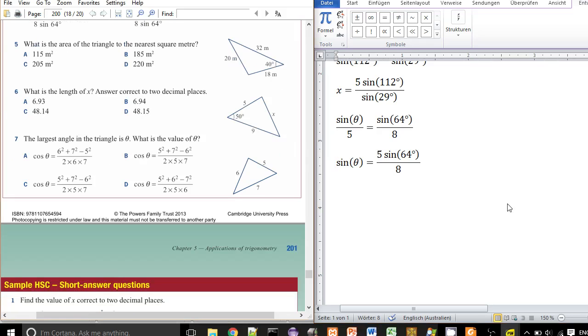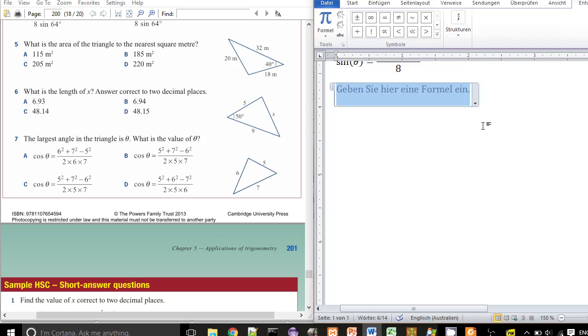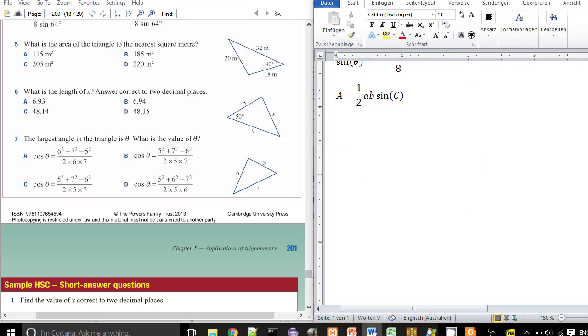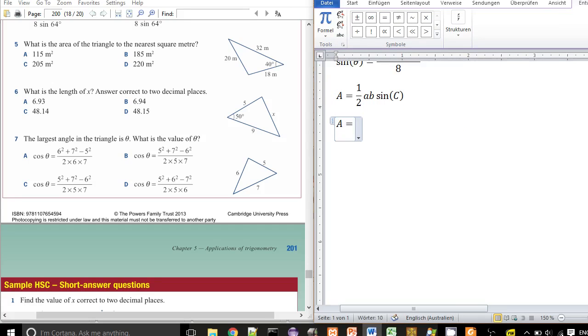What's the area? The formula for area is half base times height, but we don't know that, so area is half AB sine C. What is important is that A and B are next to the angle, so it's got to be these two. 32 times 18 times sine of 40 degrees.